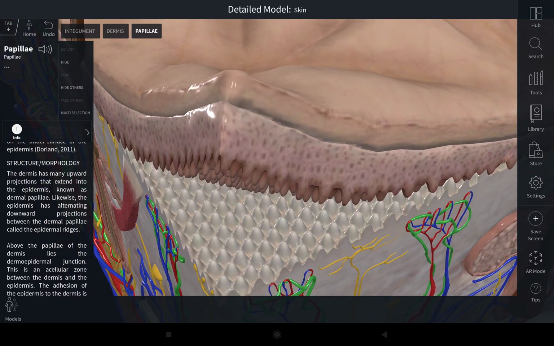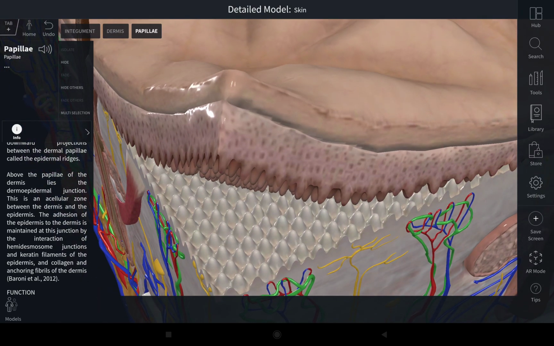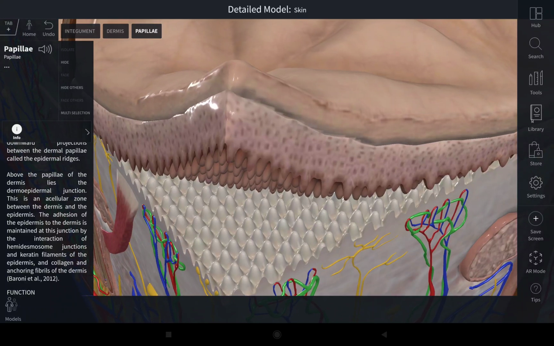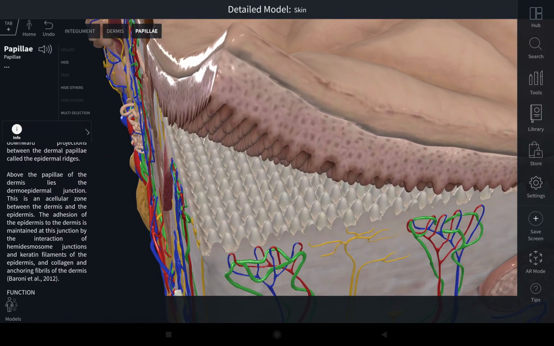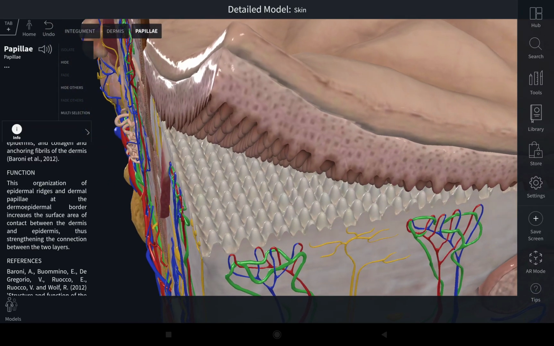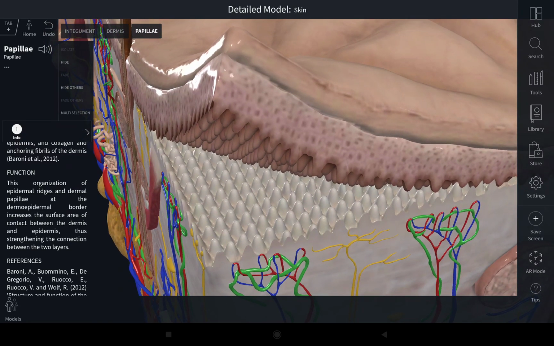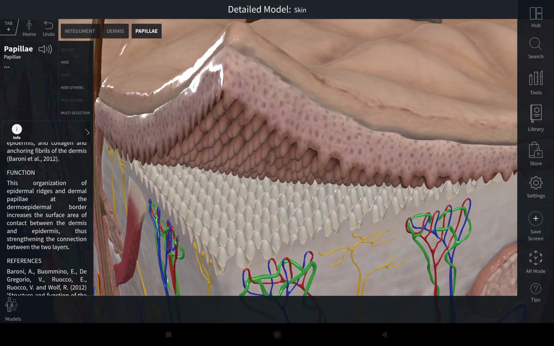Above the papillae of the dermis lies the dermoepidermal junction. This is an acellular zone between the dermis and the epidermis. The adhesion of the epidermis to the dermis is maintained at this junction by the interaction of hemidesmosome junctions and keratin filaments of the epidermis and collagen and anchoring fibrils of the dermis. Function is the same as the epidermal ridges, as this organization of epidermal ridges and dermal papillae at the dermoepidermal border increases the surface area of contact between the dermis and epidermis, thus strengthening the connection between the two layers.